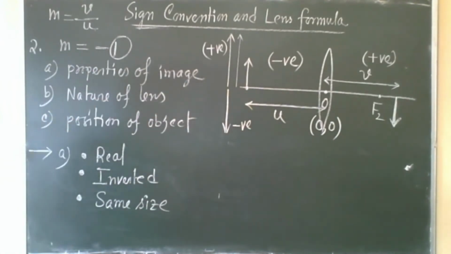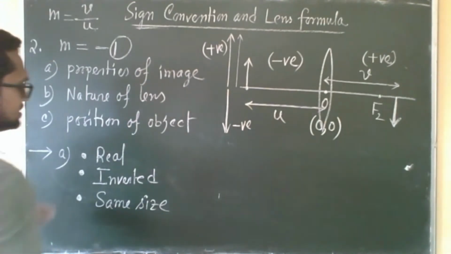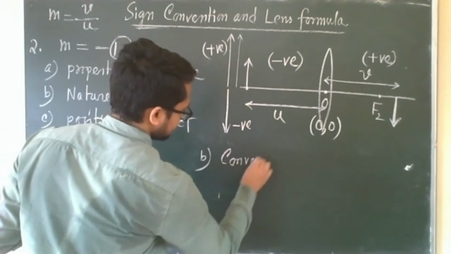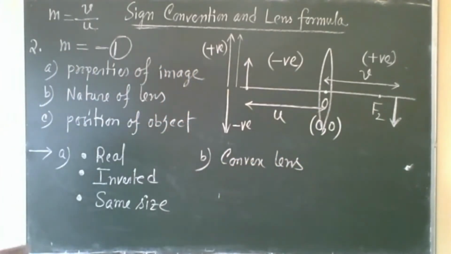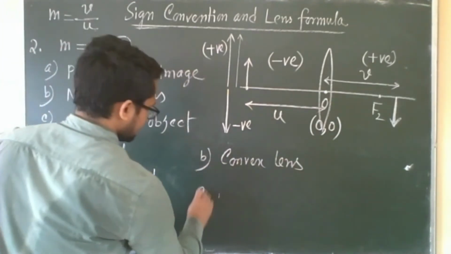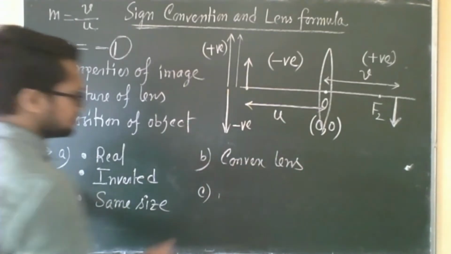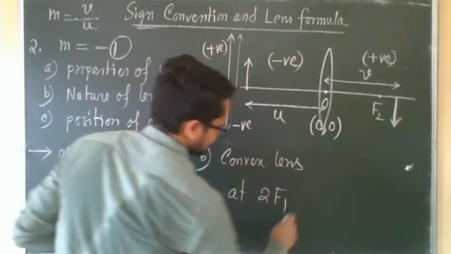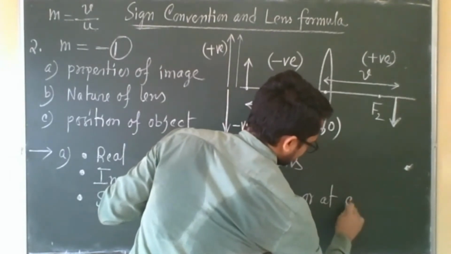Nature of lens. Which kind of lens produces a real image? Only a convex lens produces a real image. So the nature of lens is convex lens. So magnification is negative means it is a convex lens. Position. For the same size of image, where do we have to put the object? At 2F, or you can write at the center of curvature.